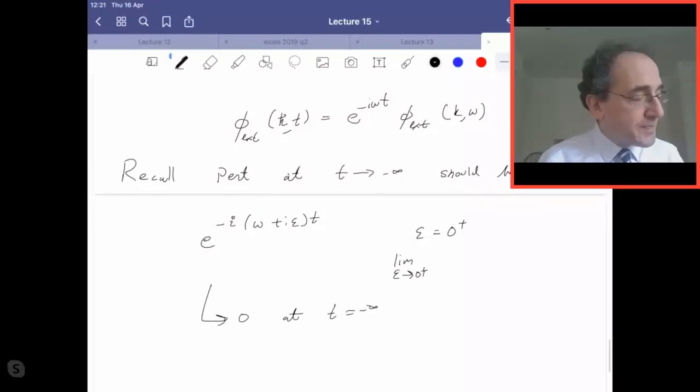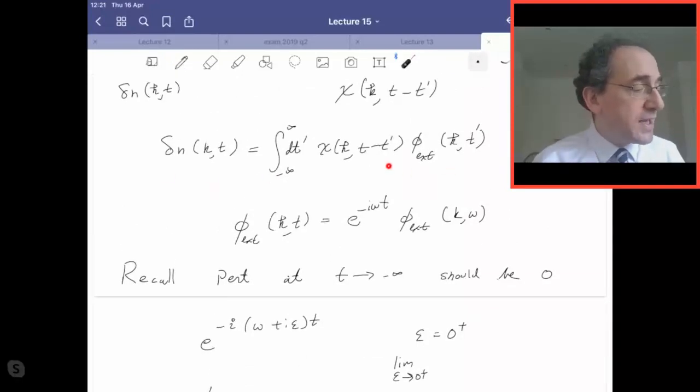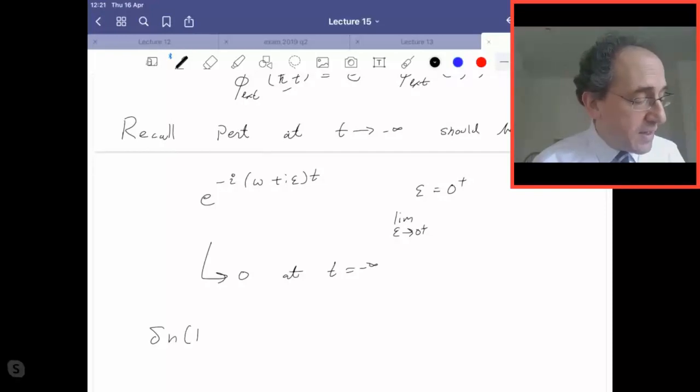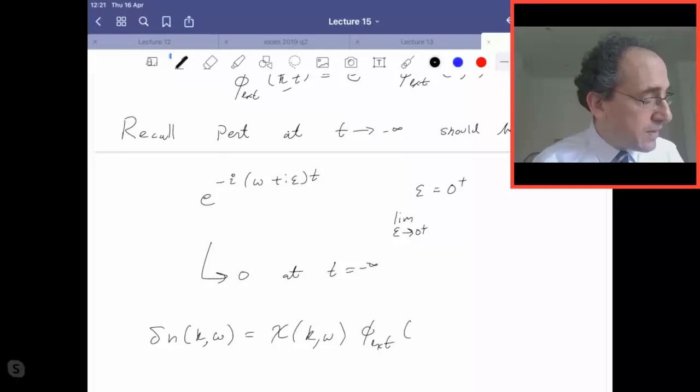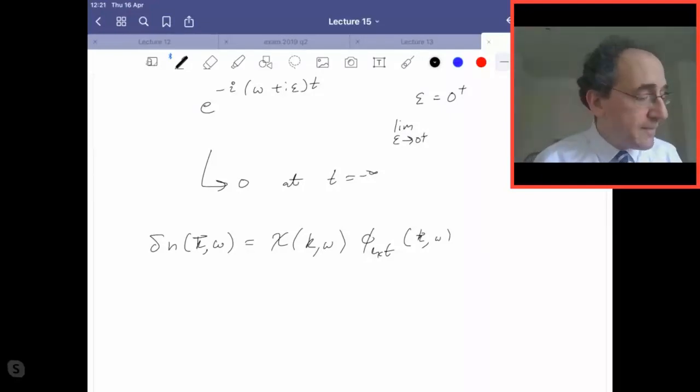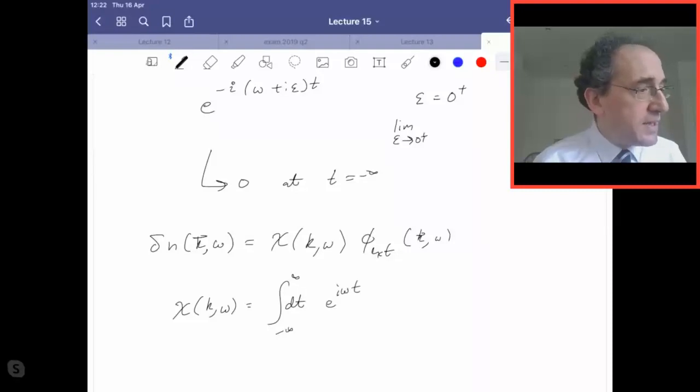Okay, all right. So then, if we have this convolution in time, we can write it in Fourier space simply, in frequency space, as a product. So delta n of k and omega is just chi of k and omega times phi external of k and omega. So we have Fourier transform both in real space, r going to k, and in time, t going to omega, where chi of k and omega is defined as the Fourier transform, integral dt from minus infinity to infinity, e to the i omega t chi of k and t.